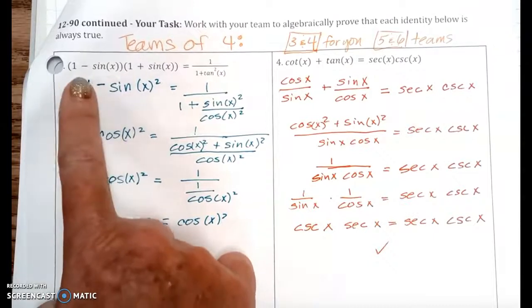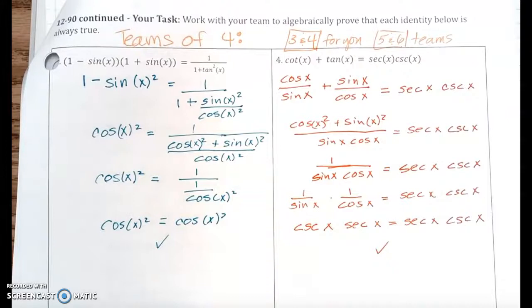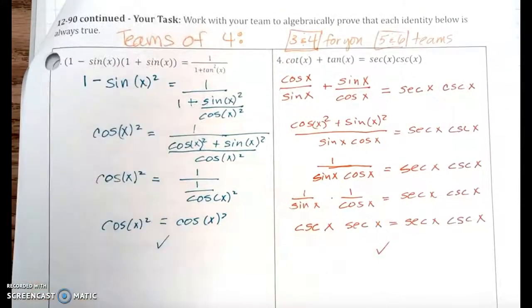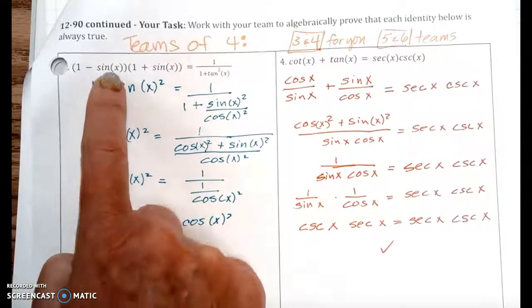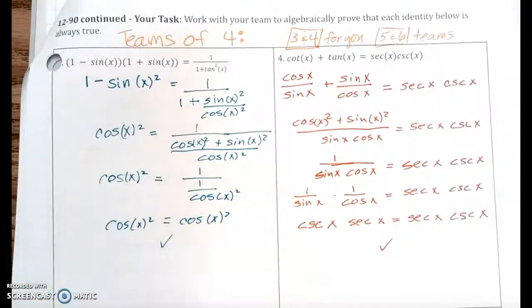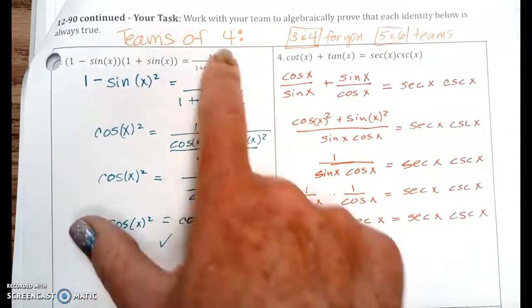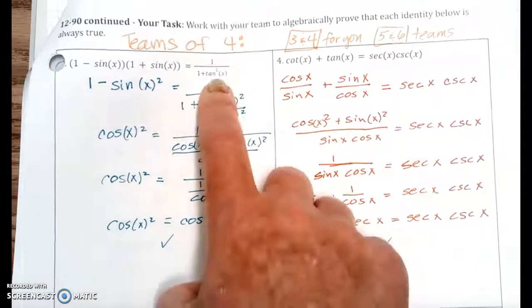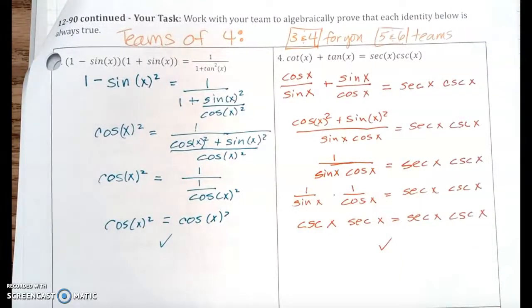All right, so for number 3, we're going to take the 1 minus the sine of x and multiply it times the 1 plus the sine of x, and I actually use FOIL, which these would be opposites. The outside and the inside would be opposites. 1 times 1 is 1, and sine of x times sine of x would be sine x squared. And then the right side of the equation, I'm going to simplify the 1 over the 1 plus the tangent squared.